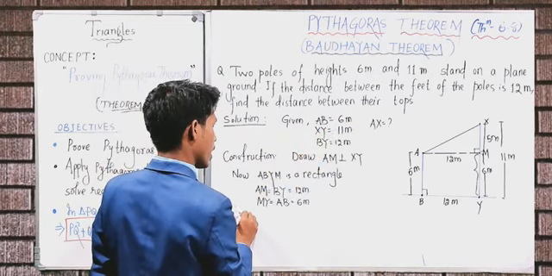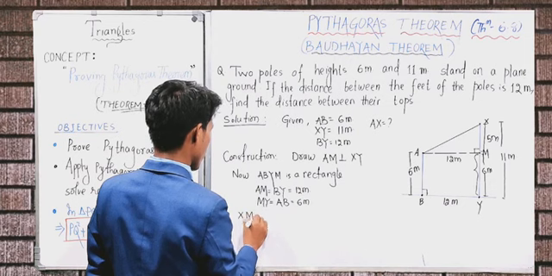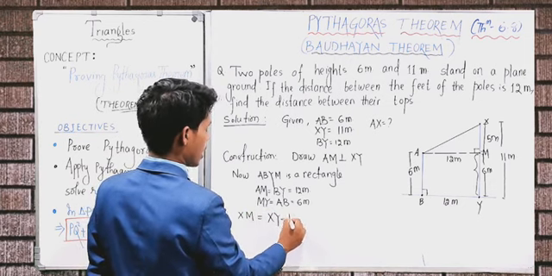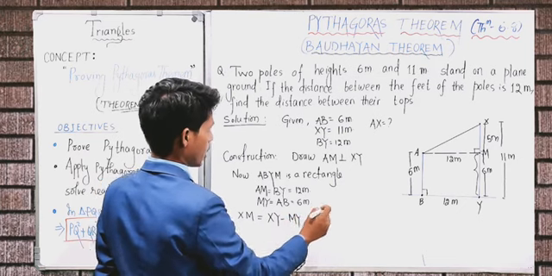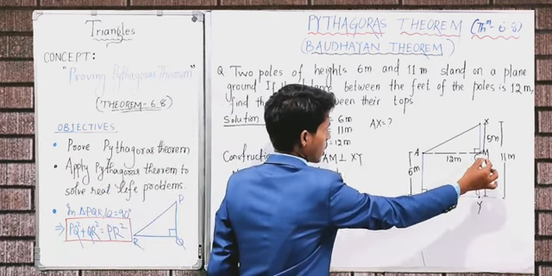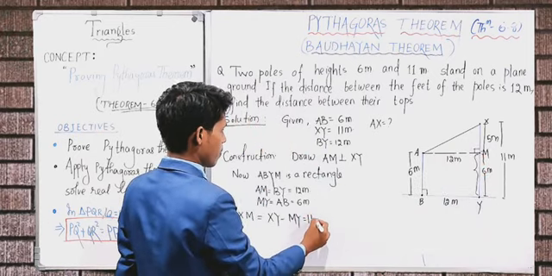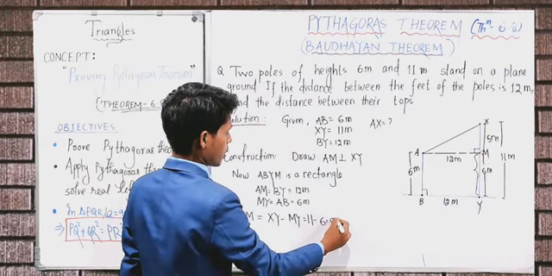So let's write XM is equal to XY minus MY. Compare this from the figure. XY minus MY, we will get the XM part. That implies 11 minus 6 equal to 5 meter.